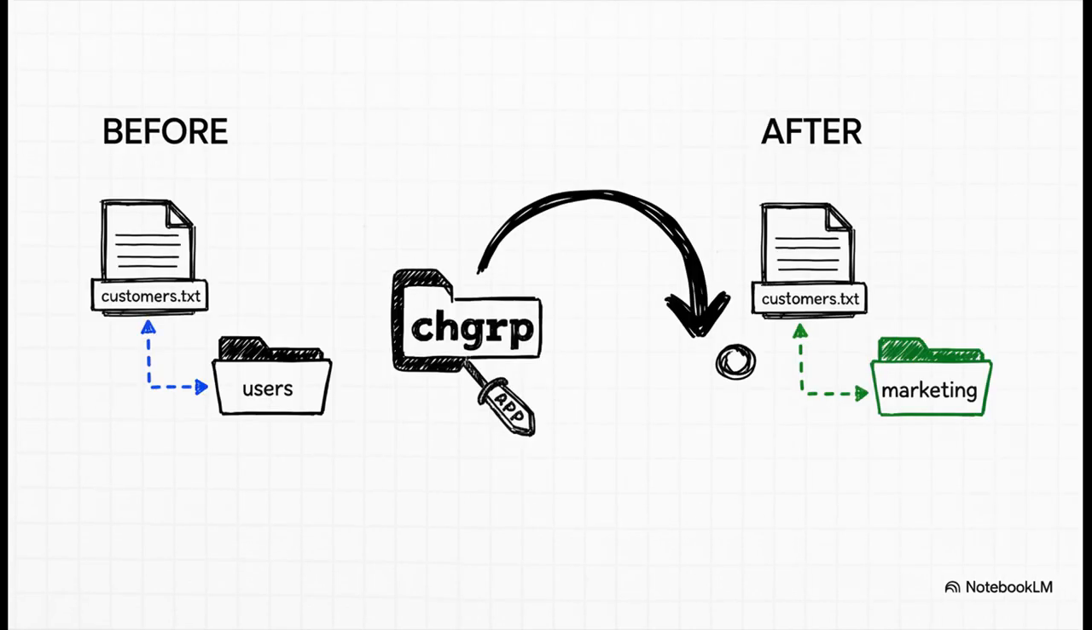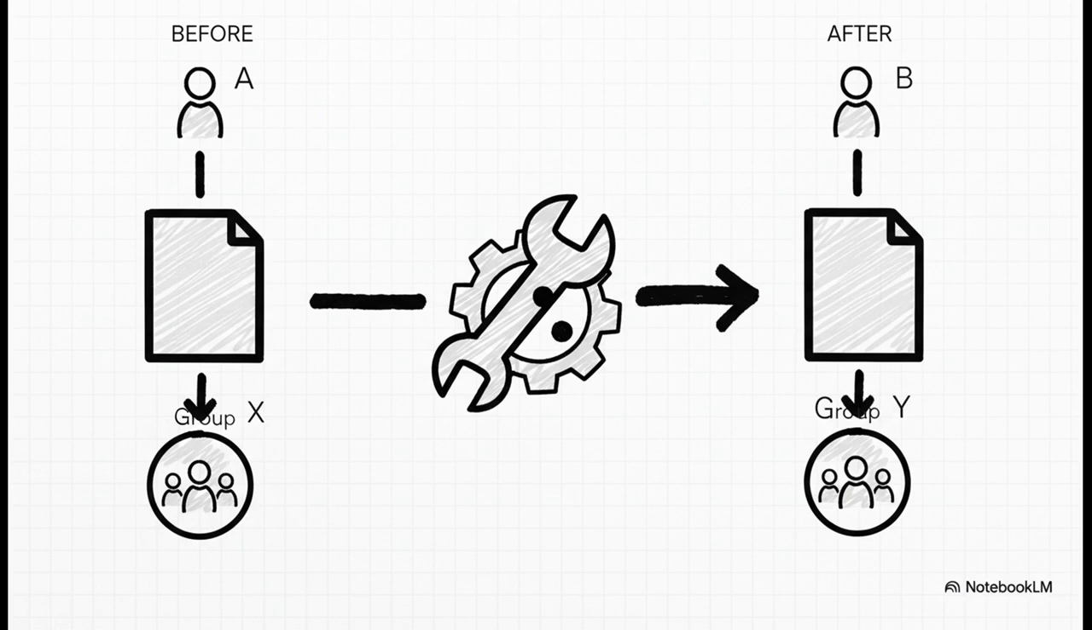So let's say you've created a file, customers.txt, but now the marketing team needs to be able to access it. It's simple. You can change its group using the chgrp command, just like this, and reassign it to the marketing group. Done. An even more efficient tool, though, is chown, which stands for change owner, but it's not just for owners. By using a colon, you can change both the owner and the group at the same time. It's a fantastic one-liner for managing both settings at once.